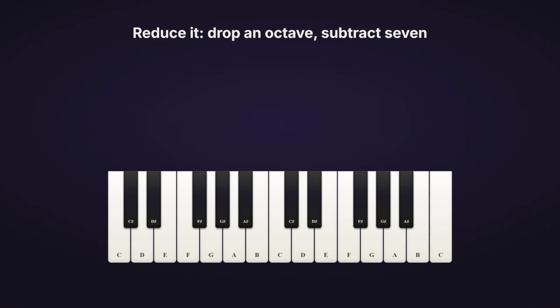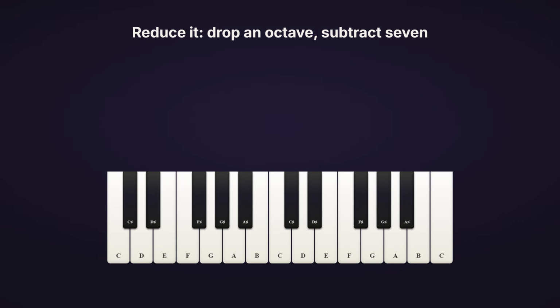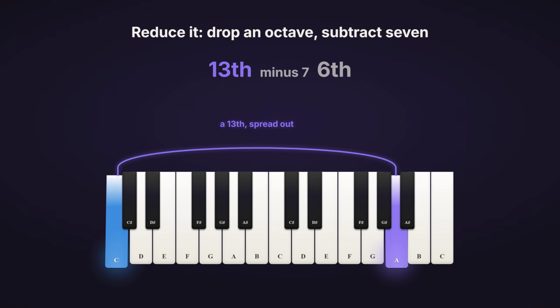Naming is one direction. You can also go the other way and shrink a compound interval back down. This is called reducing it, and it is the move that lets you check your work. To reduce a compound interval, you drop the top note 1 octave, which means you subtract 7 from the number. A 13th, brought down an octave, is really just a 6th. An 11th folds back into a 4th. A 9th folds back into a 2nd.